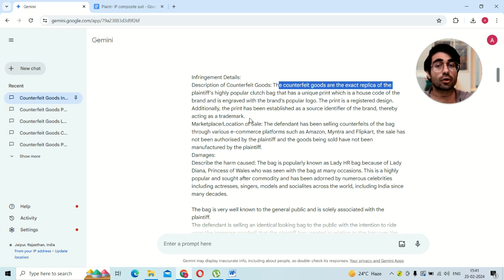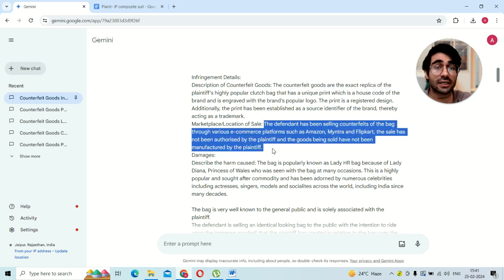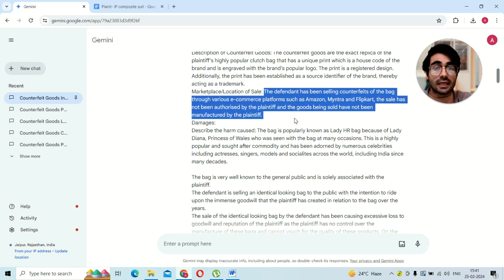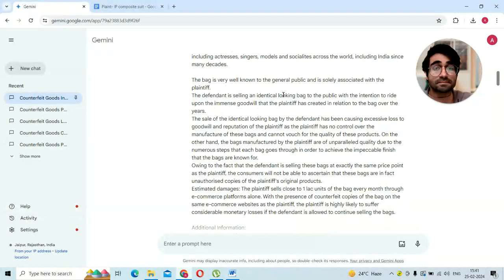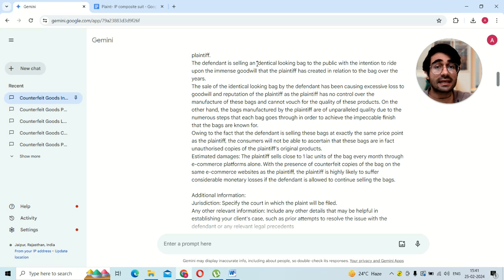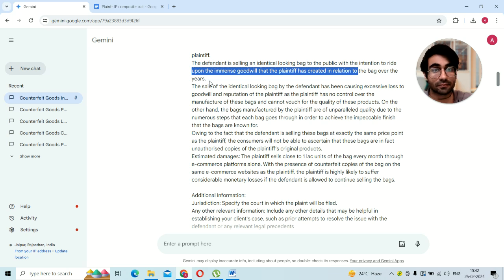In addition to it, I'm also saying that this print acts as a source identifier for my client, which means that this has essentially become a trademark as well, right? So the laws of passing off could be invoked over here. Location of sale. So this is all happening on e-commerce websites. That is what I have spoken about over here. The bag is very well known to the general public and is solely associated with the plaintiff. The defendant is selling an identical looking bag to the public with the intention to ride upon the immense goodwill that the plaintiff has created in relation to the bag over the years, right?